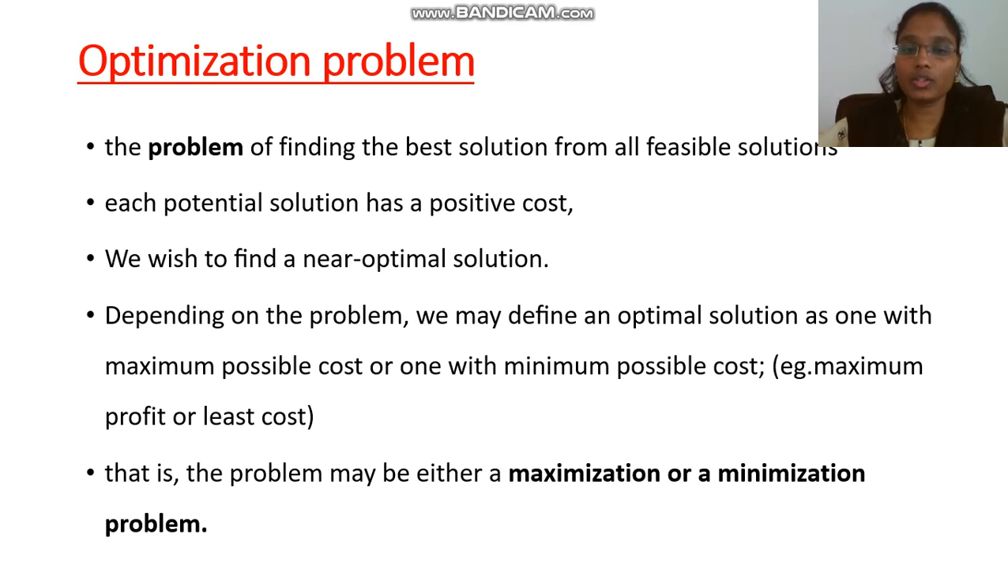Depending on the problem, we may define an optimal solution as one with the maximum possible cost or one with the minimum possible cost. For example, if we want to maximize the profit or minimize the cost, the optimal solution should have some positive cost. So the problem can be described as either a maximization problem or a minimization problem.